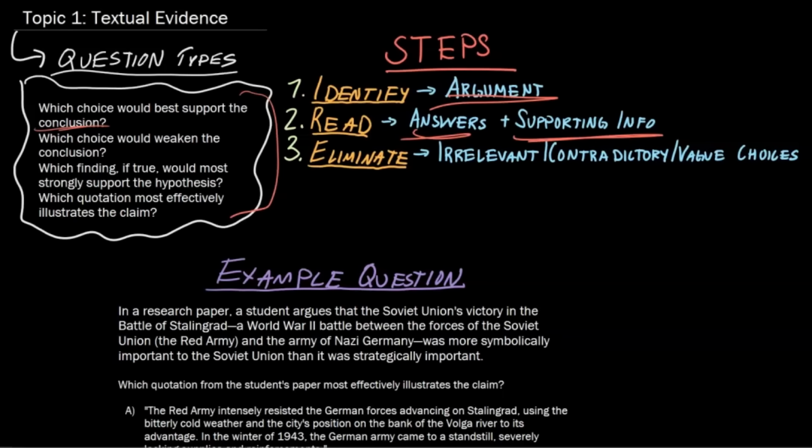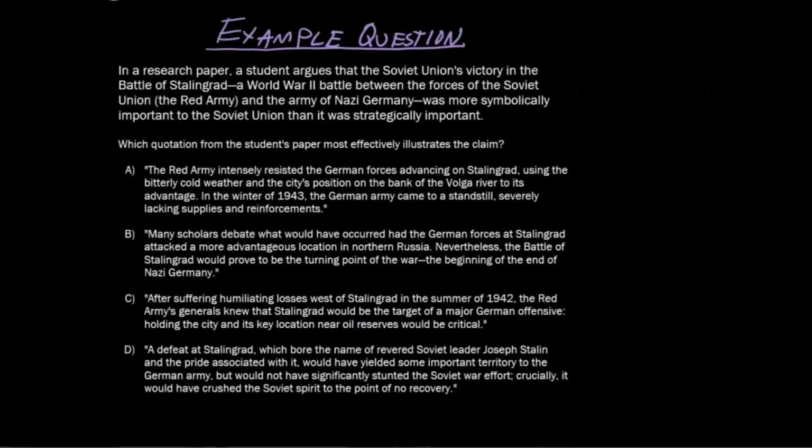Okay. Then you'll eliminate choices that either go against your argument or that don't make sense with the supporting info. You might have a choice that sure argues the same thing, but it uses completely different evidence to argue that thing, and that's going to be an incorrect choice. Let's take a look at this example question.